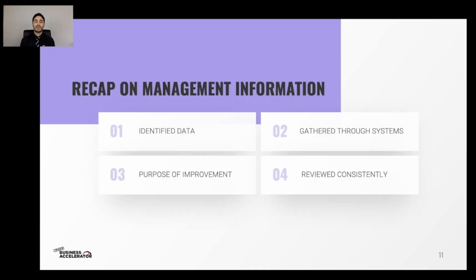So recapping then on what management information is, it's an identified set of data that is planned, that you're planning on working to. It's automatically gathered through systems. So this isn't information that you necessarily have to go out and collect. This is something that is set up to be collected as per your standard day-to-day business operations.